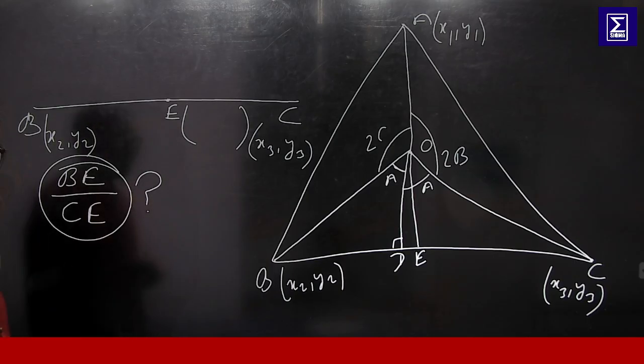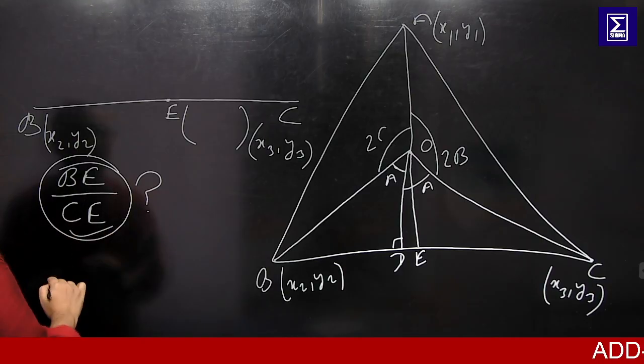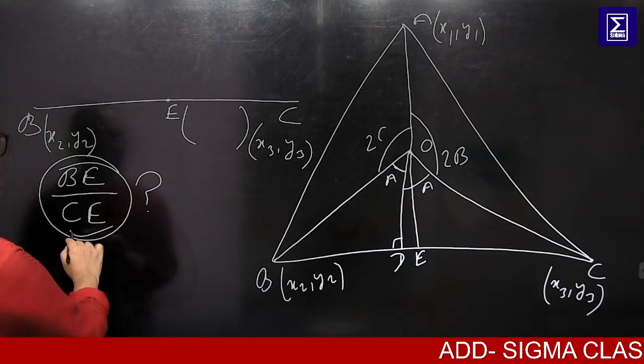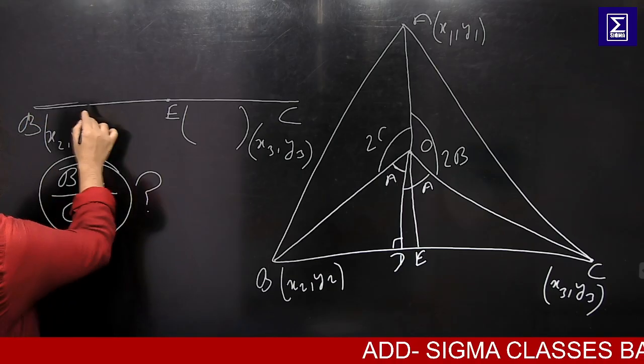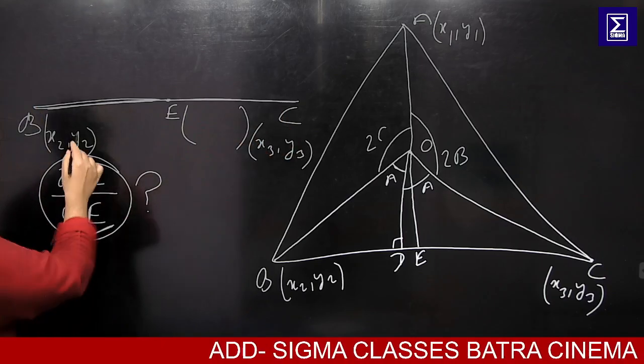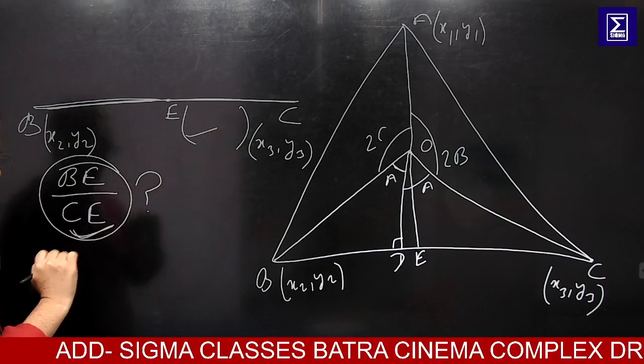Yes, that is the first part of this, step 1 you can say. If we somehow get BE upon CE, then it will be easy for us because we get the ratio, and this is how we can apply the section formula and get the coordinate of E. That is the first part.